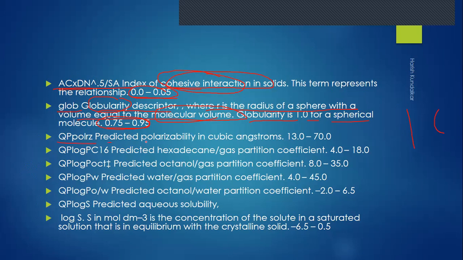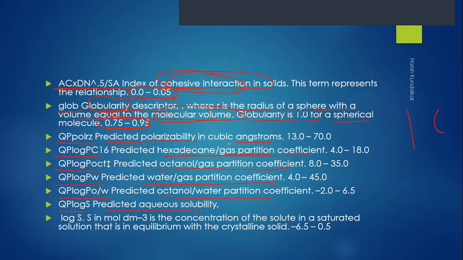Then we have QP. This is again a parameter for predicted polarizability in cubic Angstroms. Then we have QP log PC. Now this is the hexadecane gas partition coefficient. Initially we talked about octanol water. Now we are talking of the hexadecane gas partition coefficient. Then we have QP log POC, which is the predicted octanol gas partition coefficient. Previously we had octanol water. Now we have the octanol gas partition coefficient. QP log PW, the predicted water gas partition coefficient. QP log PO by W is the predicted octanol water partition coefficient. QP log S is the predicted aqueous solubility.